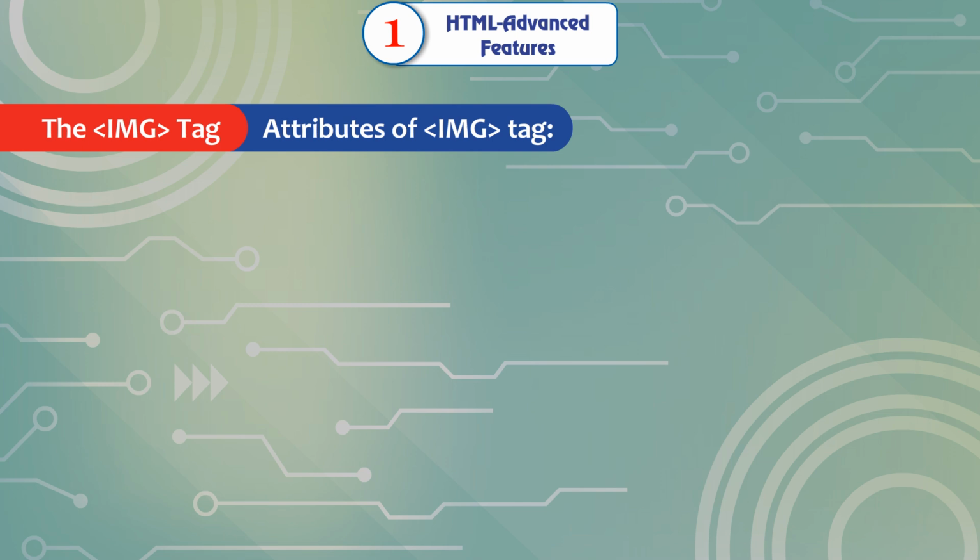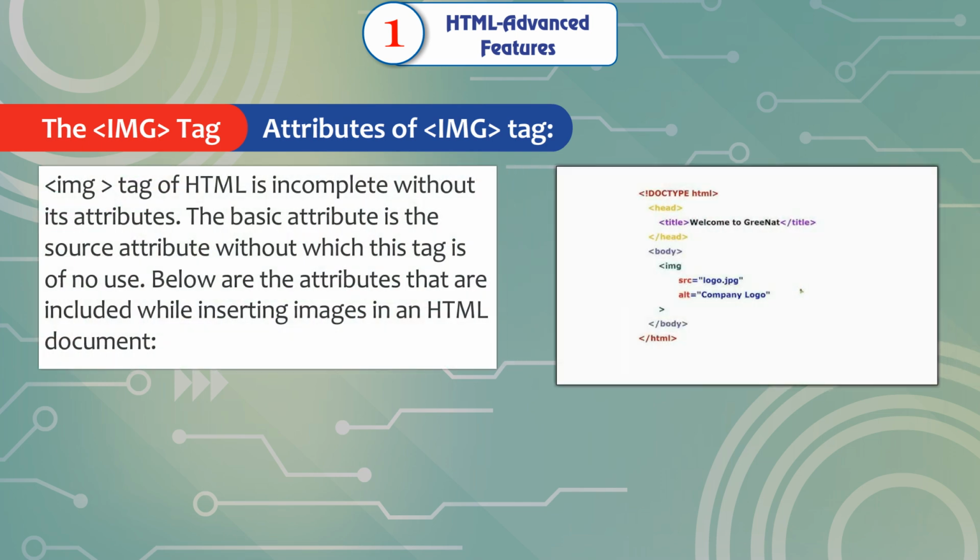Attributes of the image tag. The image tag of HTML is incomplete without its attributes. The basic attribute is the source attribute, without which this tag is of no use. Below are the attributes that are included while inserting images in an HTML document.